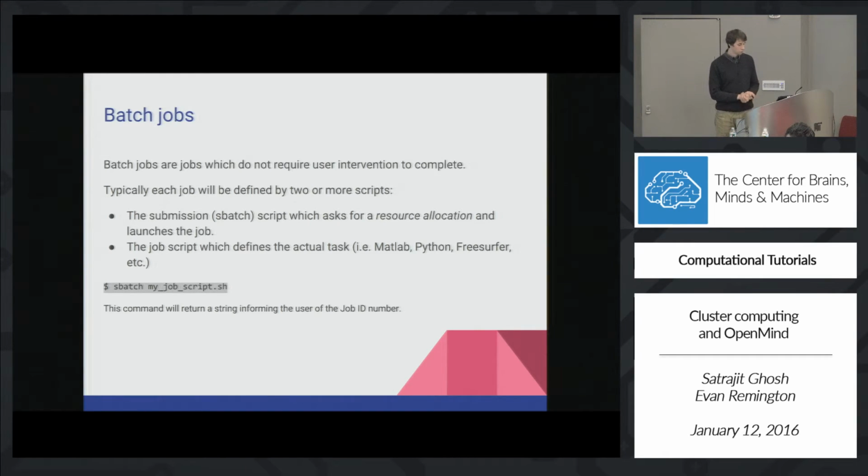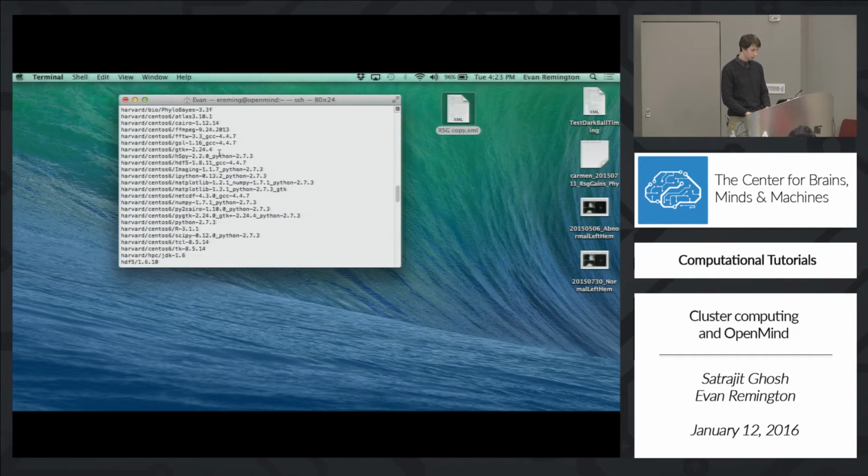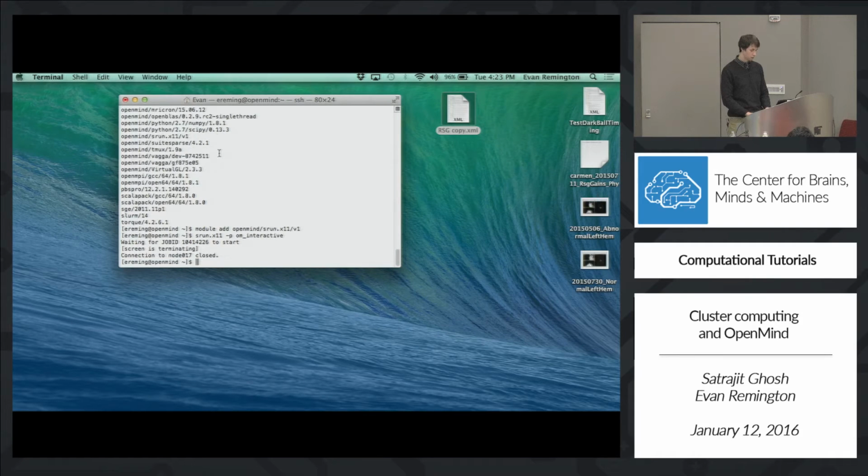And the way you start these jobs is by calling the command sbatch, which is a Slurm command, with the argument of the submission script. This command will return a string informing the user of the job ID number. Before, when we started our interactive job, it told us we were waiting for job 10414226 to start. So that was our job ID.